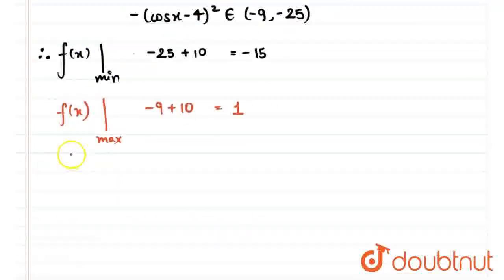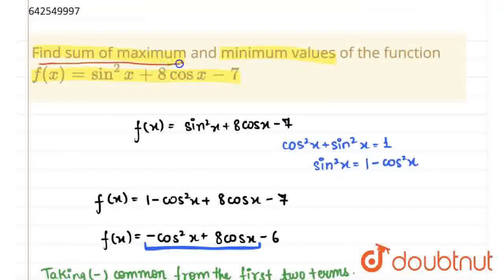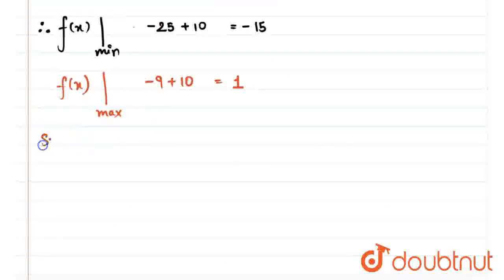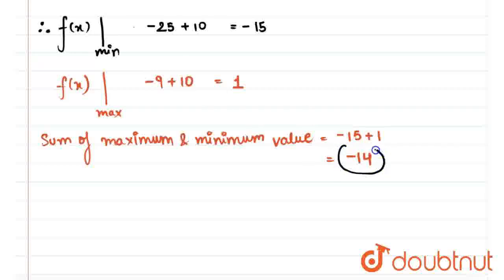Now the question says we have to find the sum of maximum and minimum values. So what would be the sum? Sum of maximum and minimum value would be -15 plus 1, right? Which would be -14. So the sum of maximum and minimum value of that function is -14, and that's our final answer.